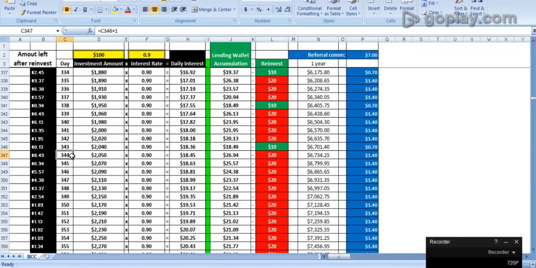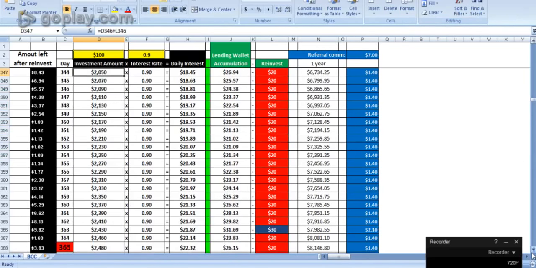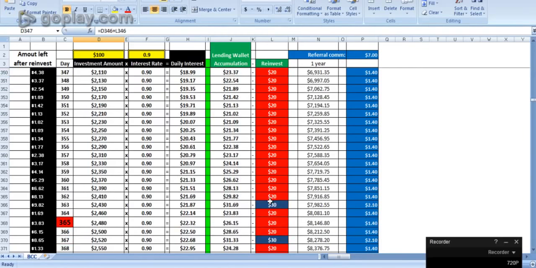Now it's still not even a year yet. It's day 344, almost a year, but not yet. Your initial investment is now $2,050, and you're getting $18.45 a day. And now you can see the daily reinvestments are at 20 and 20 every day. Now you'll see your first 30 before the end of the year. Here's 1 year. You'll have your first $30 reinvestment day.